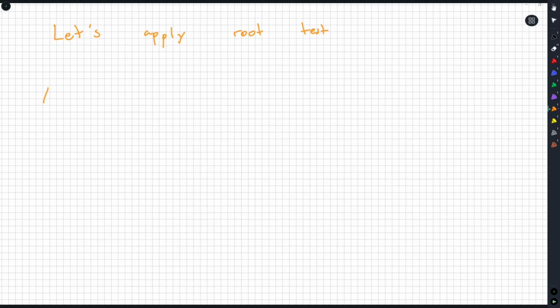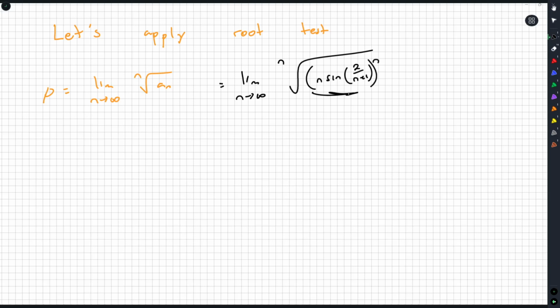For the root test, you use rho, the limit as n tends to infinity of the nth root of whatever sequence you're working with. In this case, the limit as n tends to infinity of the nth root of n times sine of 2 over n plus 1. Now this is positive. We don't need to throw any absolute values or anything like that. The root test just applies. You can see why that is. As n gets bigger, n is going to be positive, but 2 over n plus 1 is going to approach 0 on the positive side.